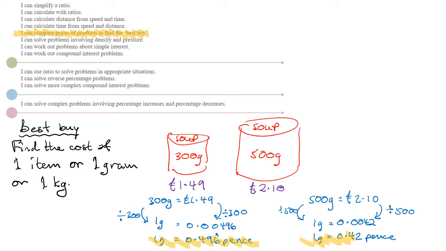Now the best value is the one that costs less per gram, and that's going to be the large can. Don't always assume the large things are best value, they're not always. So by working out the cost of 1 gram, or it might be one item, 1 biscuit, 1 egg, then we can compare them. You can't compare them otherwise. So my conclusion for this one is that the 500 gram tin is the best value. And we need to show our working. You can't just say it's the best value without any working.